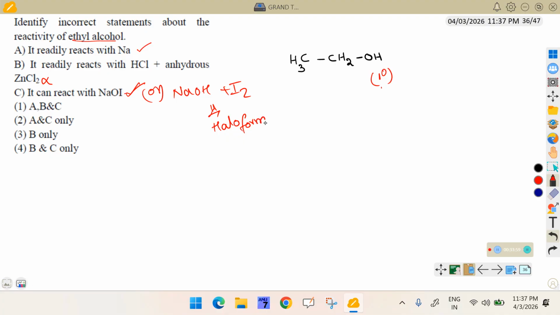Yes, possible. What is the condition? Alcohol with general formula CH3CHOH gives the haloform reaction. So the incorrect statement is B only.